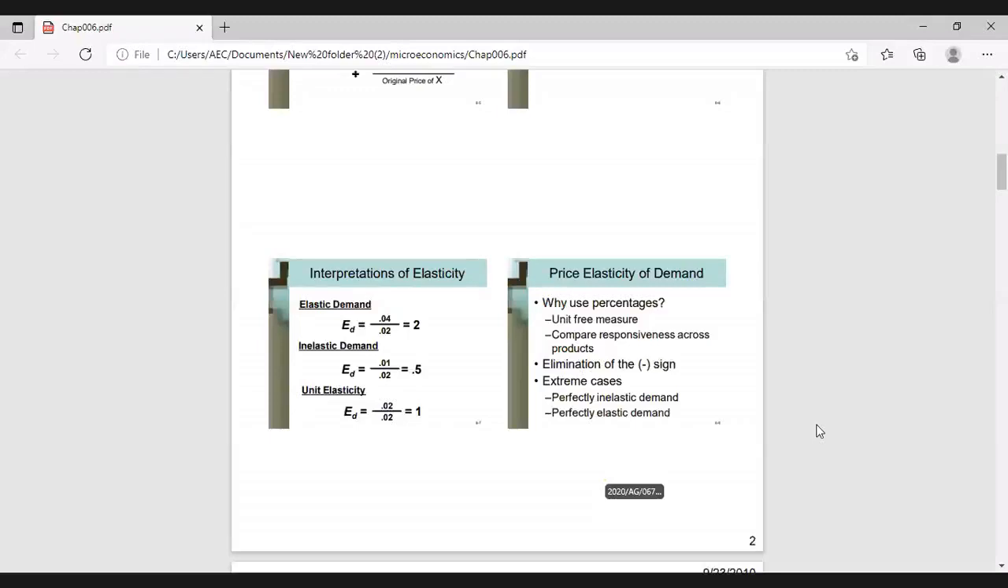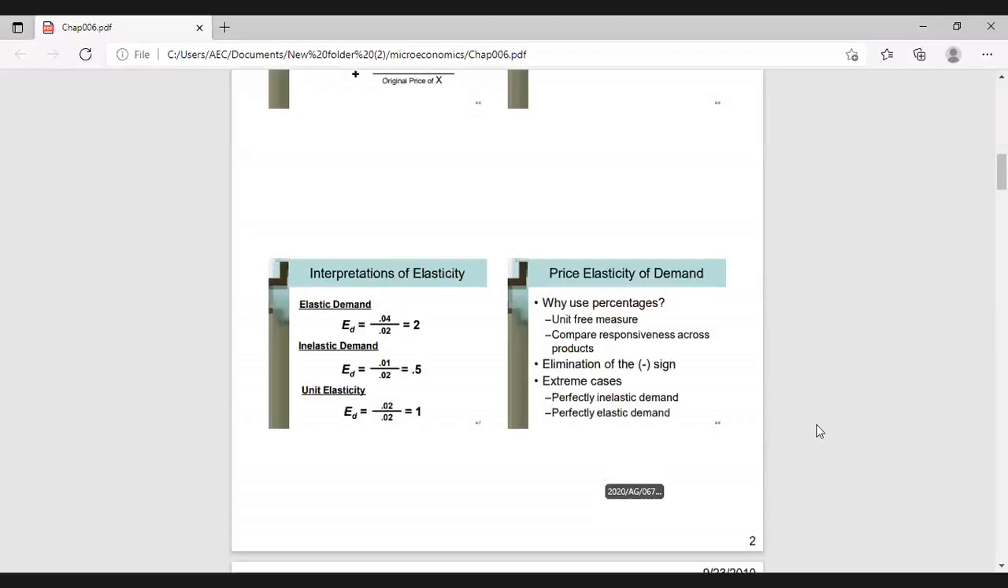So, elimination of the negative sign. I already told you, if we have a negative sign in front of the elasticity formula and you think about it mathematically, it will confuse you. If we ignore it, then the elasticity value directly gives the consumer response.